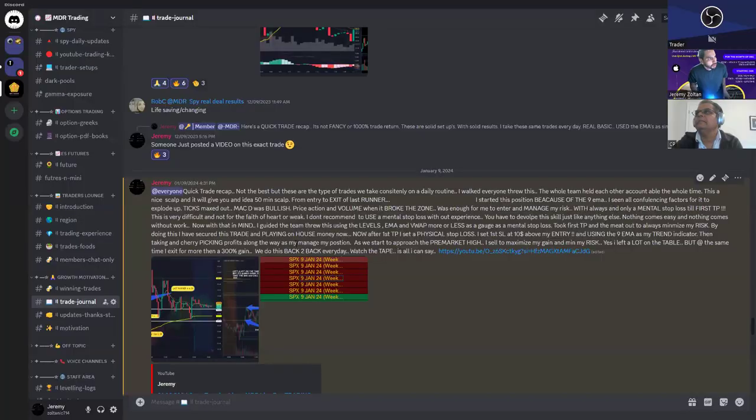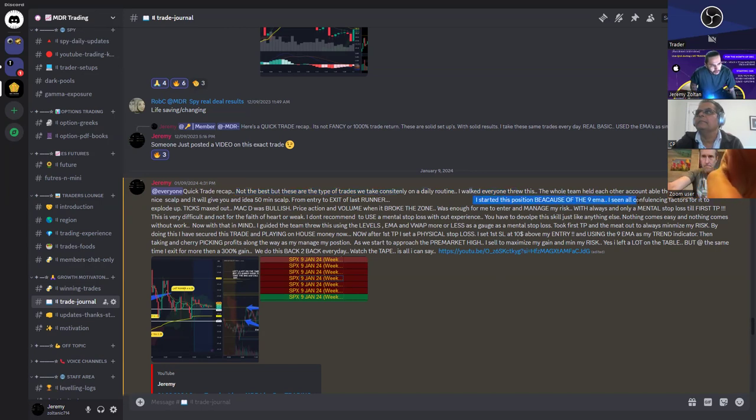Okay, so basically this was on 1/9/24. So this is a quick recap. Not the best, but these are the type of trades we take consistently on a daily basis. I walked everyone through this trade. The whole team held each other accountable throughout the trade. This was a nice scalp, and it gives you guys an idea of a 45-minute to 50-minute scalp. This is from entry to exit, all the way to the last runner.